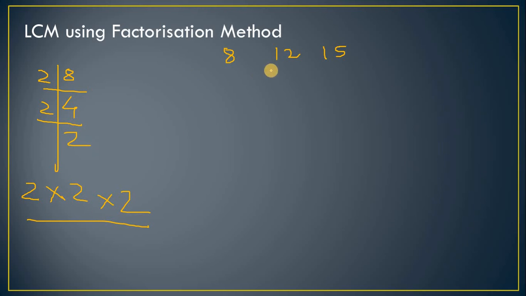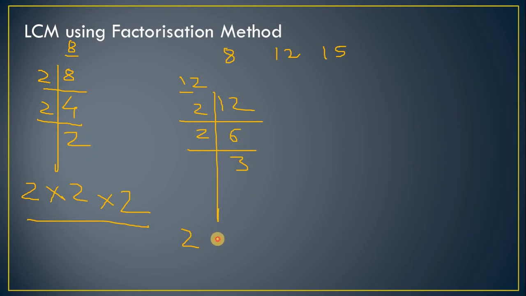Next number is 12. So this is for number 8. Next number is 12. So you just write 12 here. You can divide this number by 2. 2 6s are 12. Again you divide by 2. 2 3s are 6. So you can write the prime factorization 2 into 2 into 3.